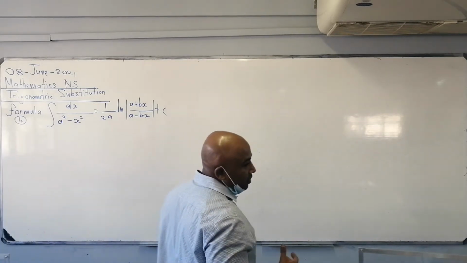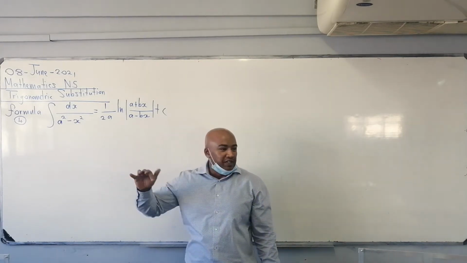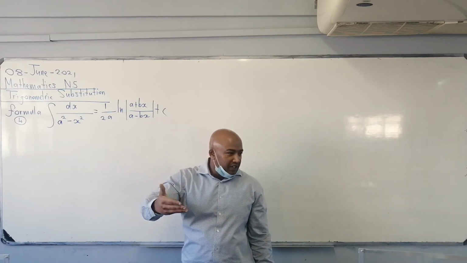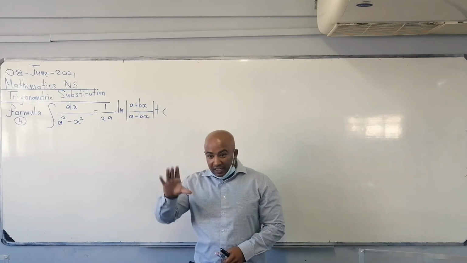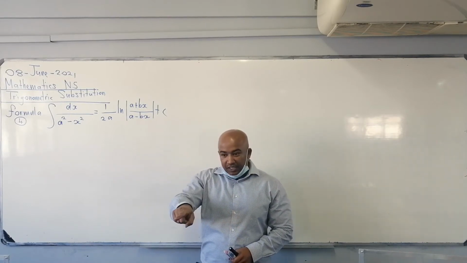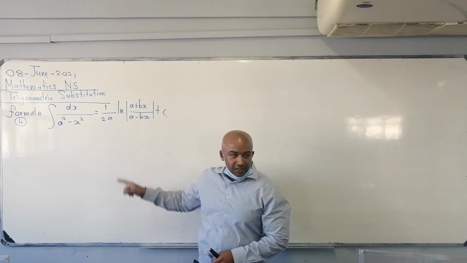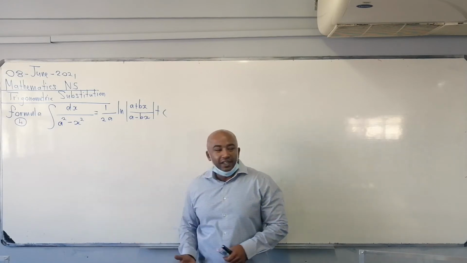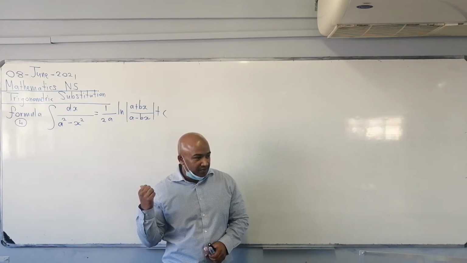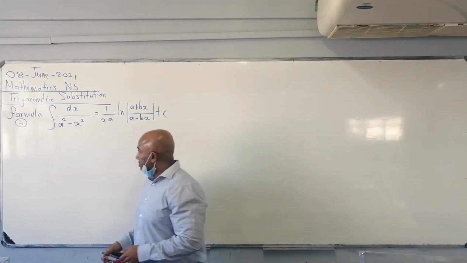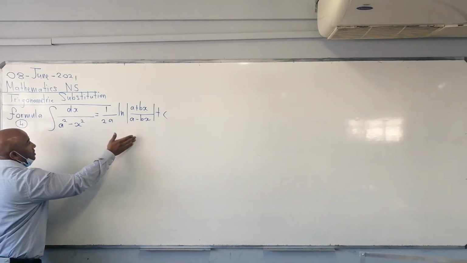Alright, so we're continuing with our trigonometric substitution. Now I've done the first three formulas with the previous group, and I will redo it with you all. The first three that we dealt with were the first three that I gave you on the table here. And this was number 4. Now this one you will not find in the N5 textbook, but it is in the formula sheet. Now, how do they get from here to here?